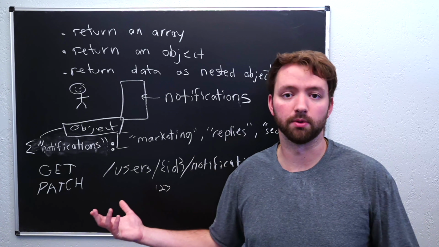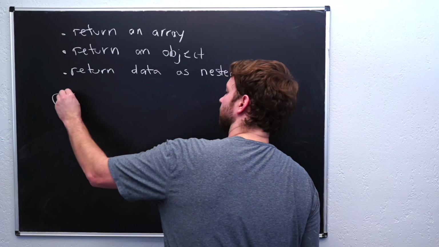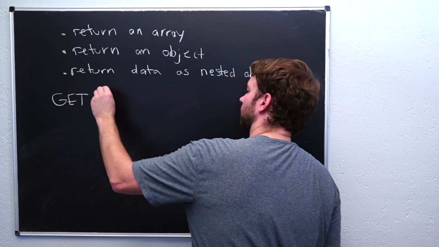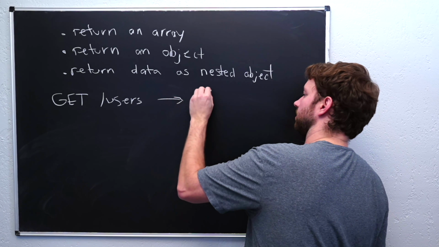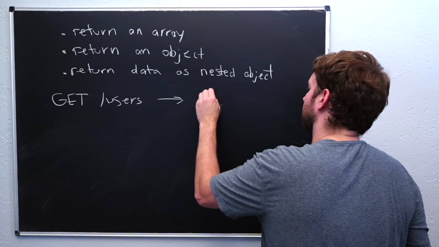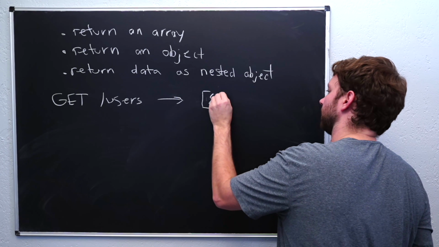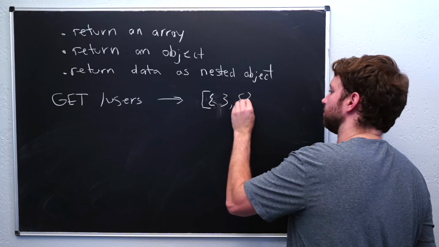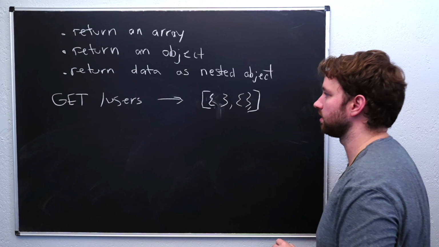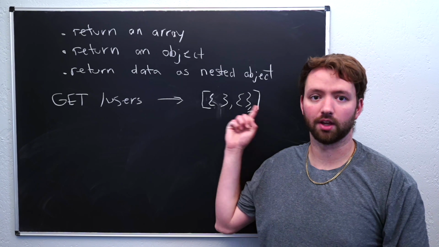Inside of that object, you can do pretty much whatever you want. Let's go through another example. Let's say you wanted to get all of the users. Well, users is going to naturally give us an array, and this would be an array of objects. So within the square brackets, you would have multiple objects. So it looks something like this, where each one of these is a user.